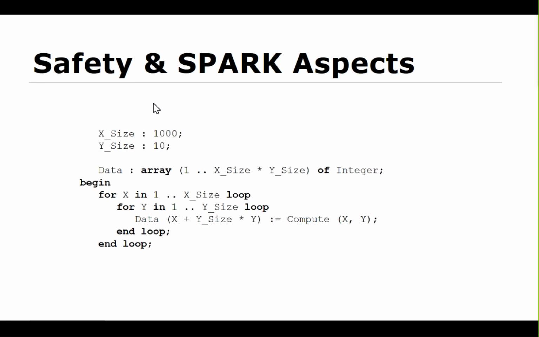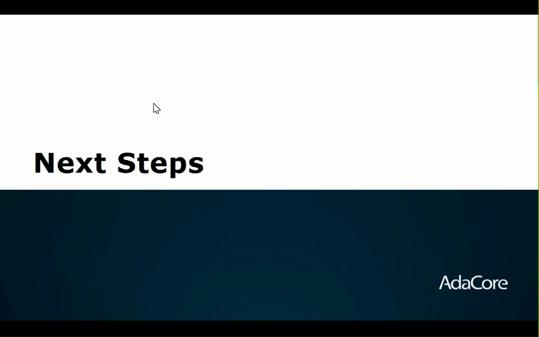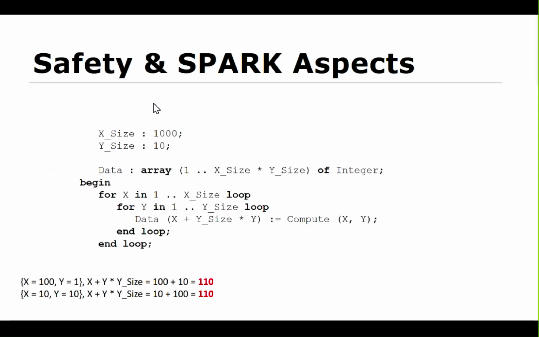Well, of course, if I look at the math, there are a lot of situations where two different x and y would end up being the same piece of data. Let's take x equals 100 and y equals 1. That gives me the index 110. x equals 10 and y equals 10 also gives me the index 110. So here there's a bug in my code, and there's an overlap in memory. This is, of course, a very obvious case. If you think of a larger piece of code where maybe those overlaps only happen in corner cases, it would be very nice to have a tool that formally demonstrates that this does not happen.